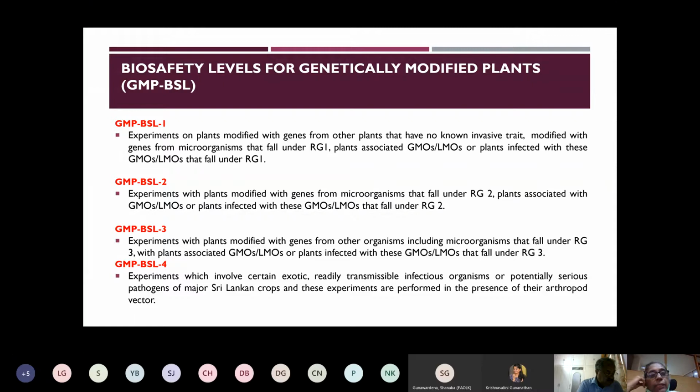Now, as I said, weediness. If we move on further and you go to the GMP BSL-4, here you will see experiments which involve certain exotic, readily transmissible infectious organisms or plant pathogens of major Sri Lankan crops, and these experiments have to be performed in the presence of a vector. Then biosafety level 4 is very important, because you want to protect your biodiversity. Normally hardly anyone will come to this kind of level, but it is still important to include it in the guidelines, so that if and when any such situation comes, the stringent measures have to be followed.